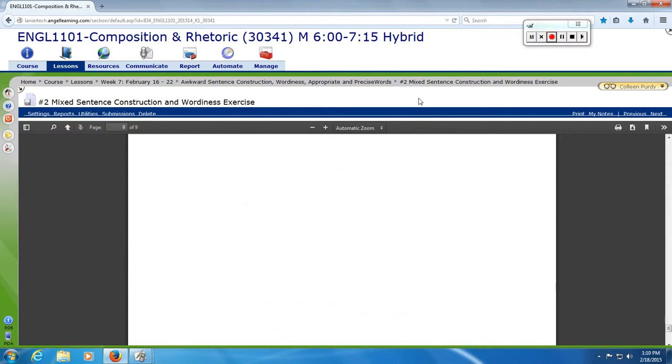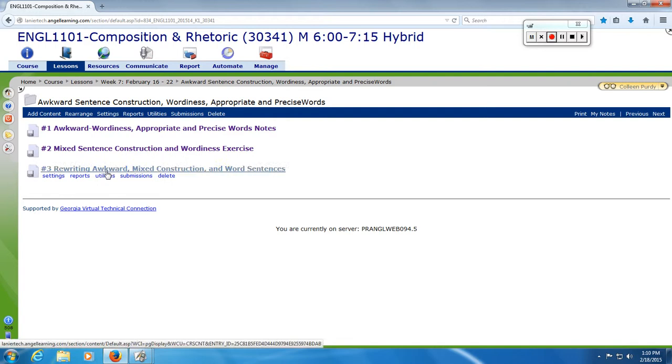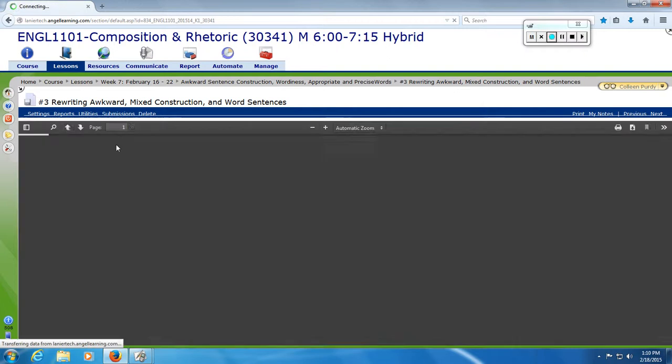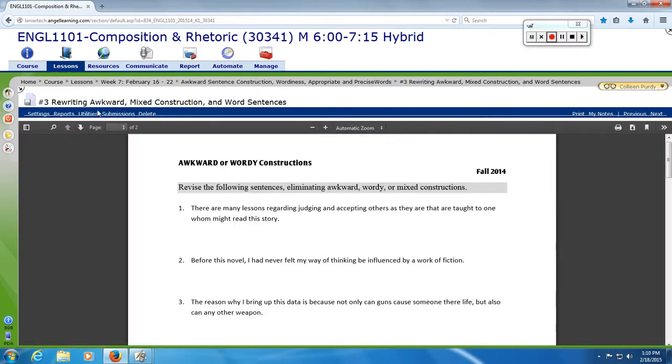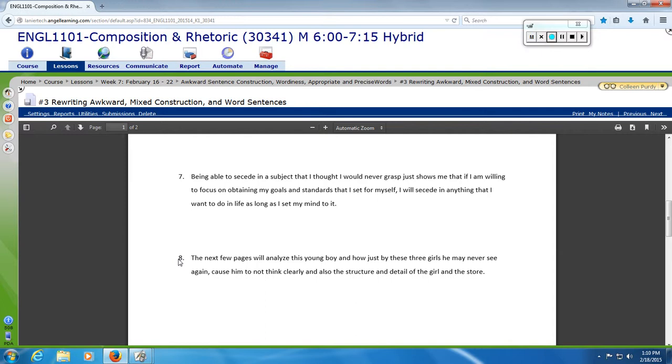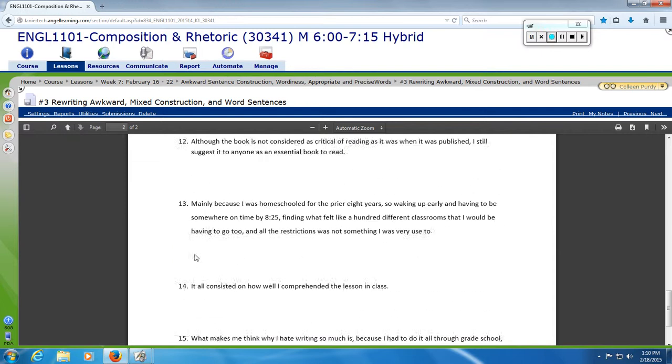So what you need to do for Thursday is this group of sentences: rewriting awkward, mixed, or wordy constructions right here. That title is awkward. I don't know what that means. I'm going to have to rewrite that myself. We have done 1 through 7. For the quiz, you are going to do 8 through 15.